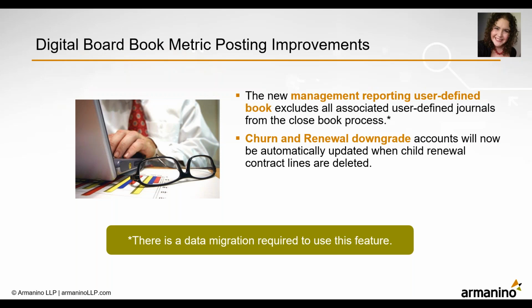So for example, you need to extend a contract line's end date. The type of change causes a recalculation of MRR. But if the prior periods were closed, the past MRR couldn't be changed unless you opened the books, made the change, and then closed the books again. So the new management reporting user-defined books exclude all of the associated user-defined journals that are used on that book from the closed book process.